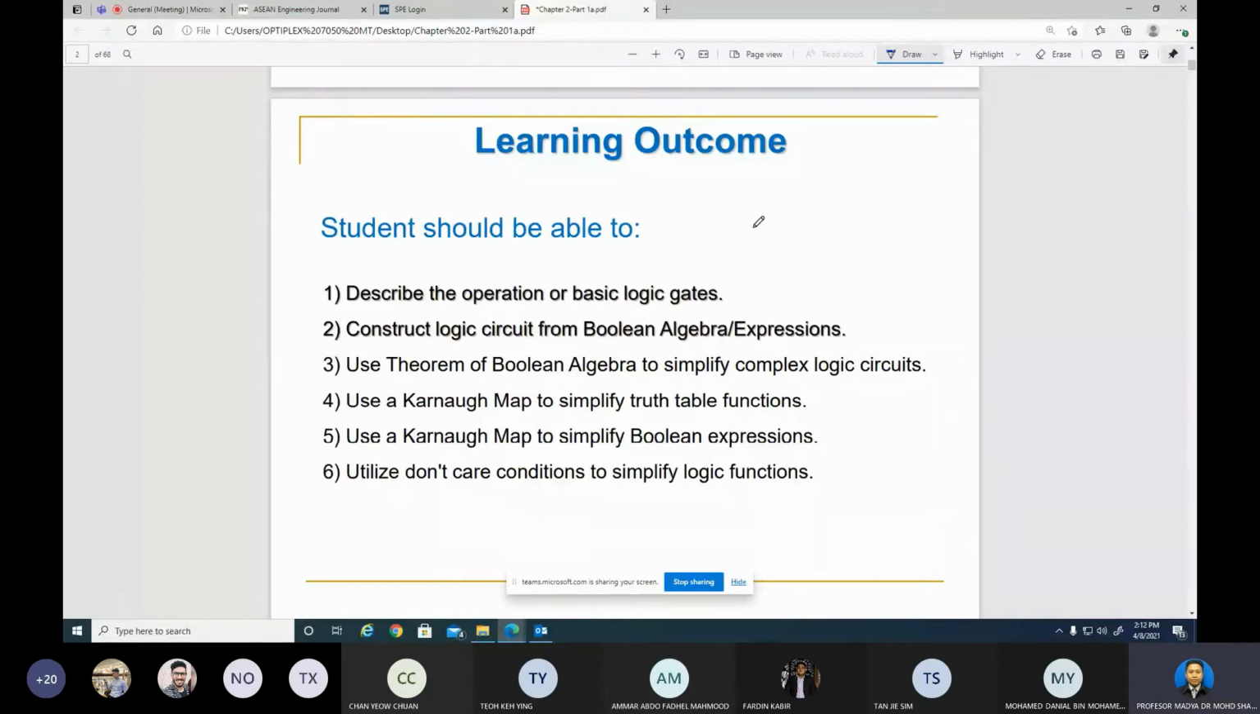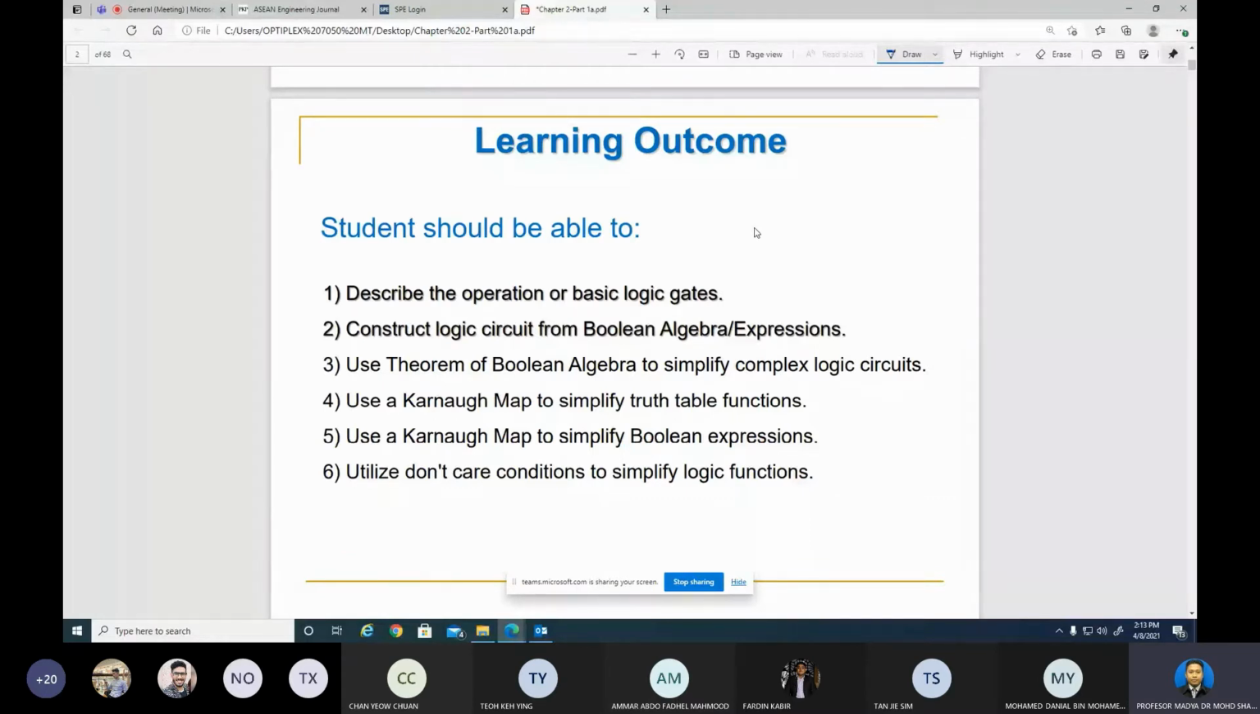And then the second learning outcome is to construct a logic circuit from the Boolean algebra. So we have the circuit, a combination of logic gates, and then you have to get the Boolean algebra, or sometimes we call it the Boolean expression. And then you have to use the theorems of Boolean algebra to simplify the complex logic circuit. Here we have the rules, the laws, and also the De Morgan theorem, to simplify our complex logic circuit.